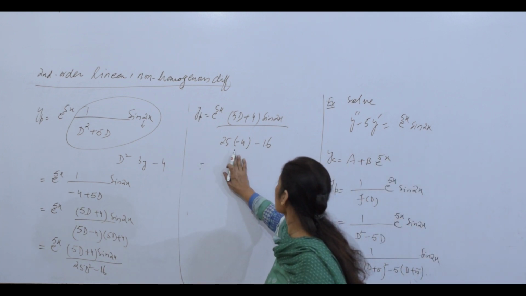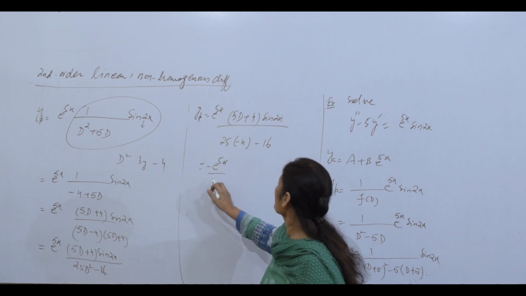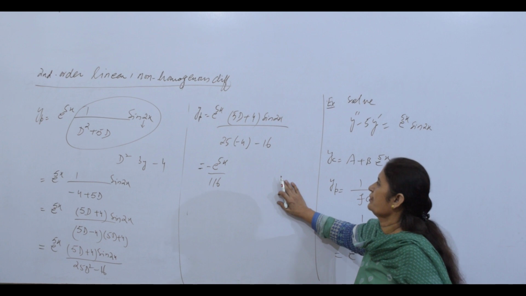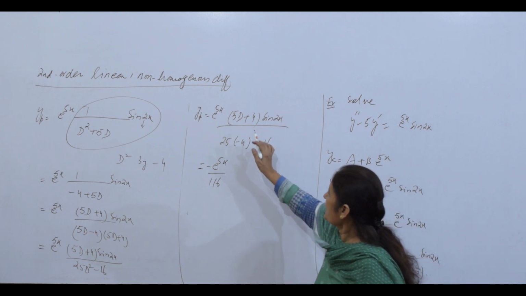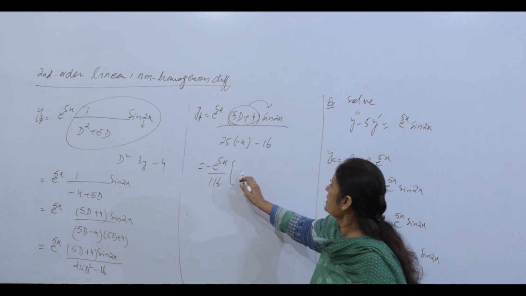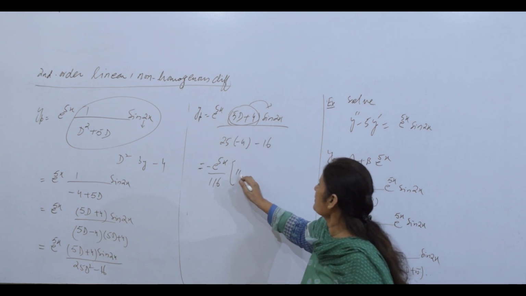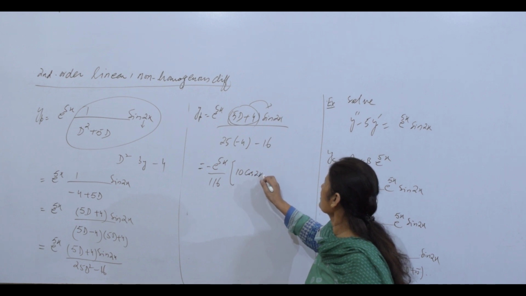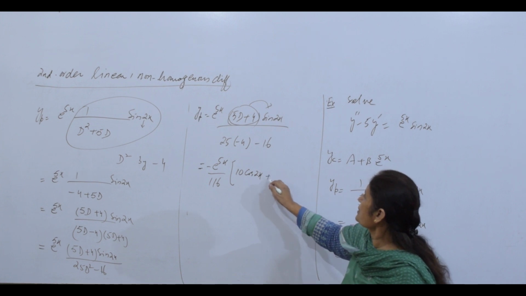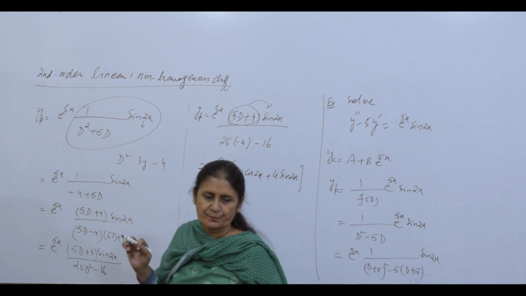So this is minus 100, minus 16, so e^5x over minus 116. And this is going to be operated on this sine. 5D means the derivative of this, which is 2 cos 2x, multiplied by 5, so 10 cos 2x. Plus 4 sin 2x. That's all. So this is your yp.